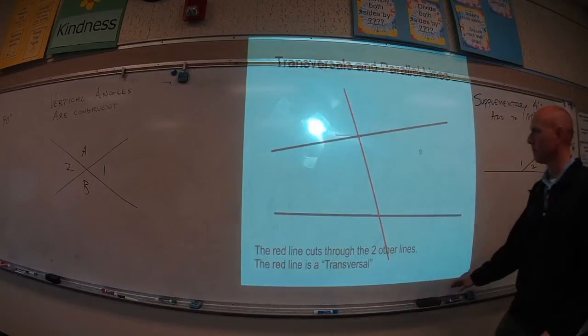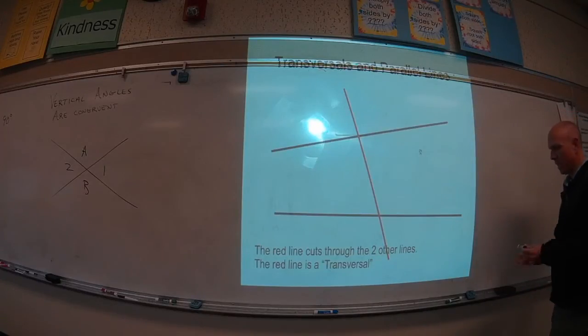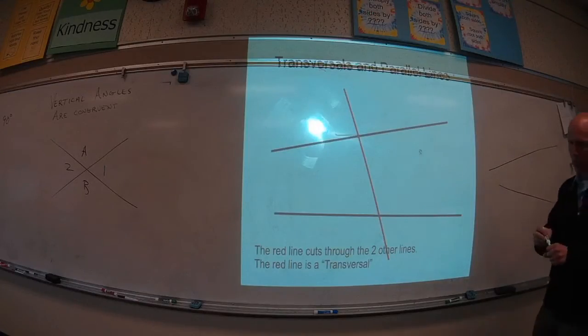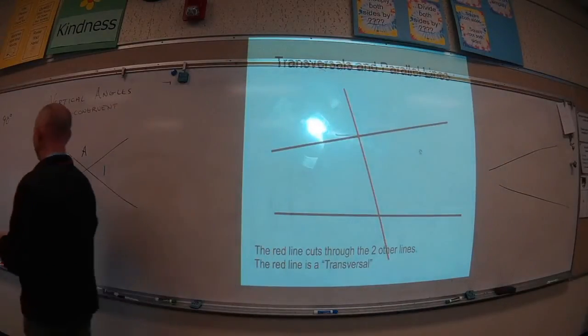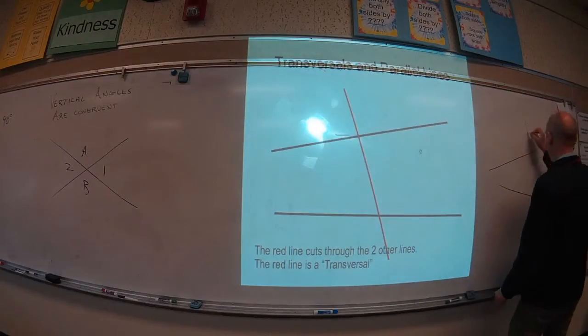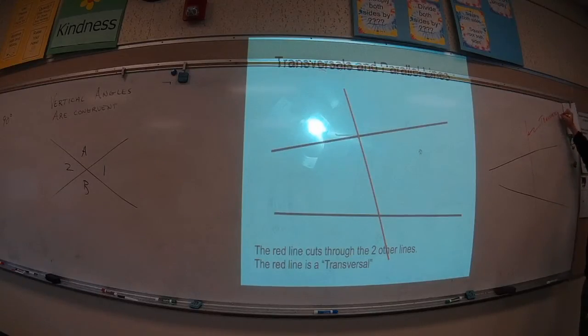Let's go to our next box. If I have 2 lines, 1, 2, notice those lines are not parallel. Potential. And then I bring another line that joins them together or cuts through them. That line right there is called a transversal. Is that only on non-parallel? Even on parallel lines, it's still called a transversal. That's your next box.